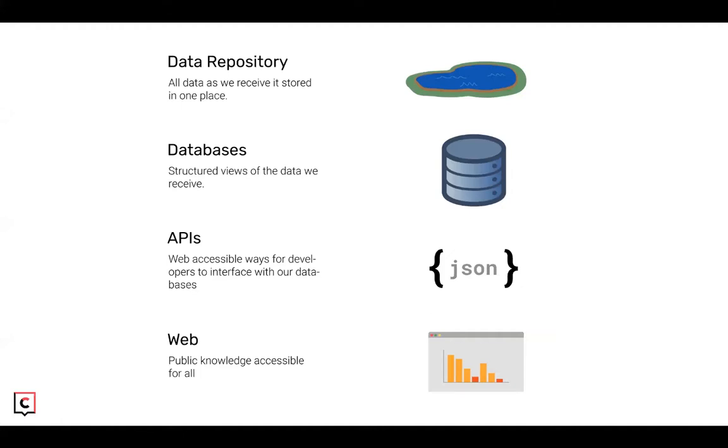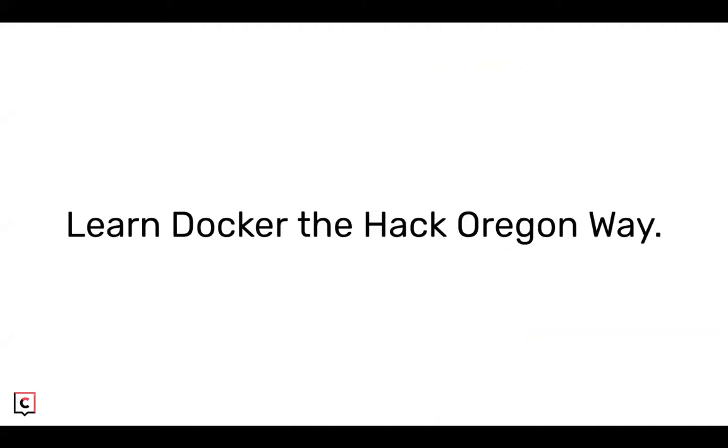So just a brief overview quickly of Hack Oregon. We basically have four concepts we look at: data repositories. We try to store data in one place, which is AWS Cloud. We have databases in which we structure that data. We build APIs to allow others to access that, and then we build websites or front ends to help make that public knowledge accessible to all.